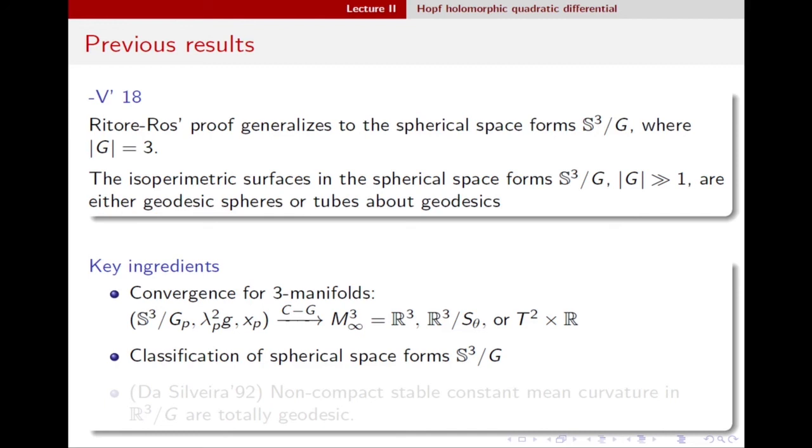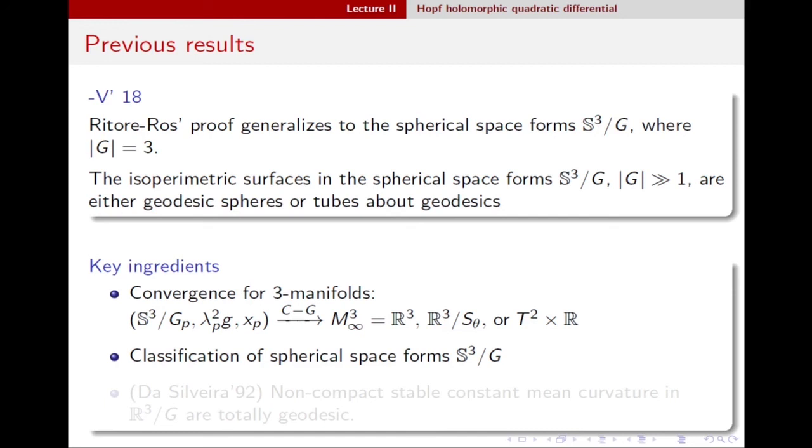Okay, and finally let me mention that as soon as you take convergence for 3-manifolds, there is also convergence for the isoperimetric surfaces as well, right? And so these isoperimetric surfaces will converge to something in these limit manifolds. And remember that in the flat torus cross R, there are examples of genus 2 CMC surfaces which are candidates for the isoperimetric problem in that setting. So you need to be careful analyzing the possibilities for your limit.